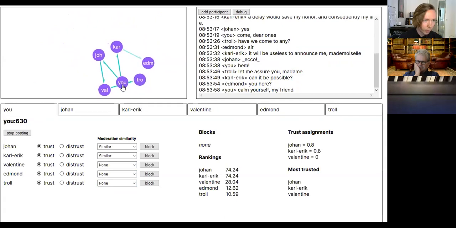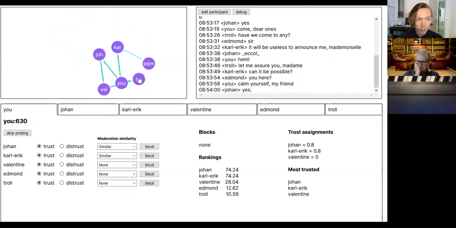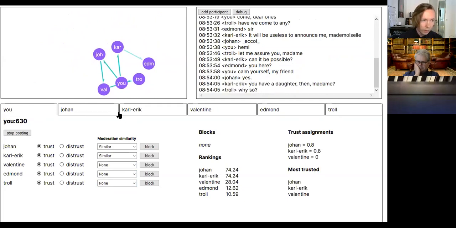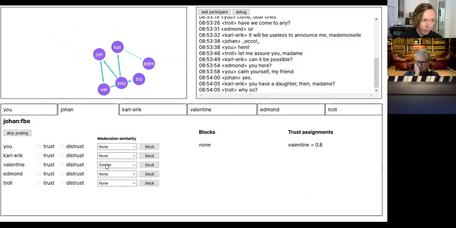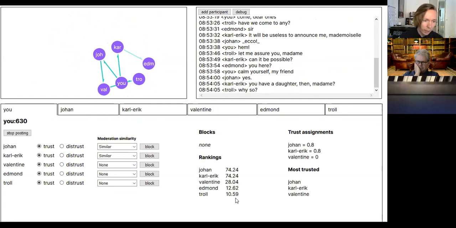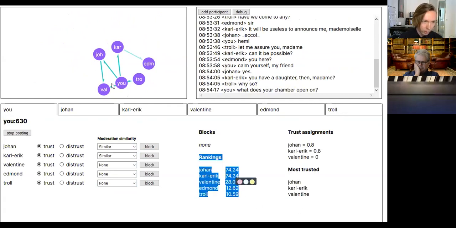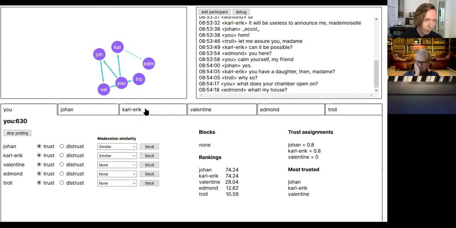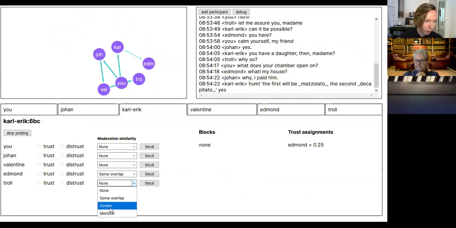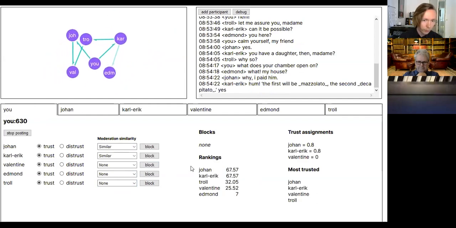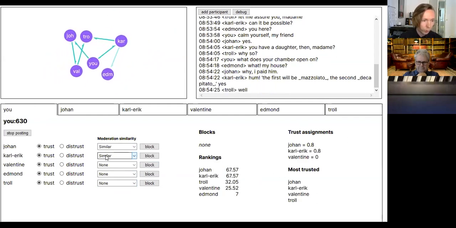Force graphs. So we have I trust Johan, Johan trusts Valentine, Valentine trusts the troll. But since the troll is so far away, even though I'm trusting Johan a lot, Johan trusting Valentine a lot, and Valentine is trusting the troll a lot, the troll's not ending up in my most trusted participants because of how the ranking is skewed. It's skewed towards proximity. But if more people were to trust the troll, then it would actually end up here. So it all comes down to who you trust. And I think that's basically all I wanted to show with the demo.